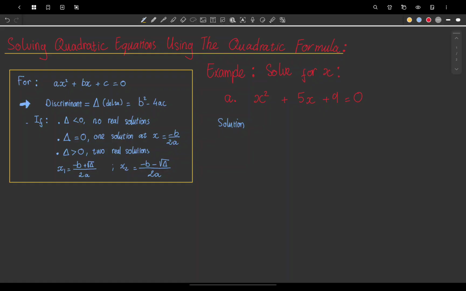The first step is to find the delta, or the discriminant. The first thing you do is find the discriminant, which is equal to b squared minus 4ac.